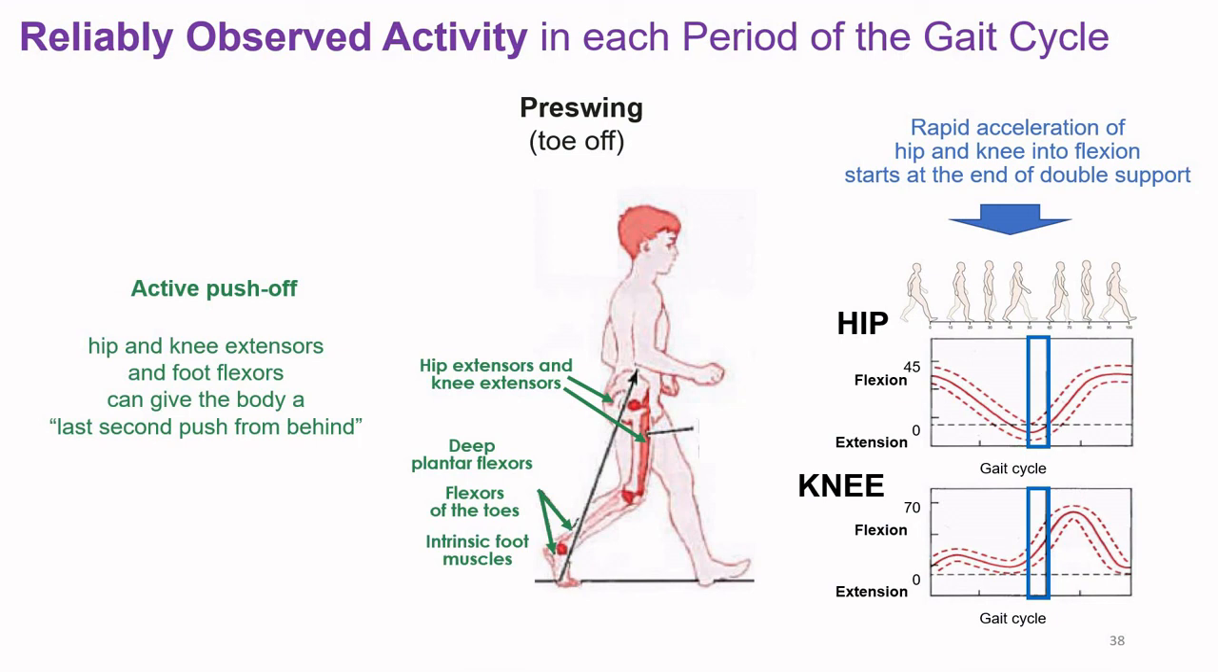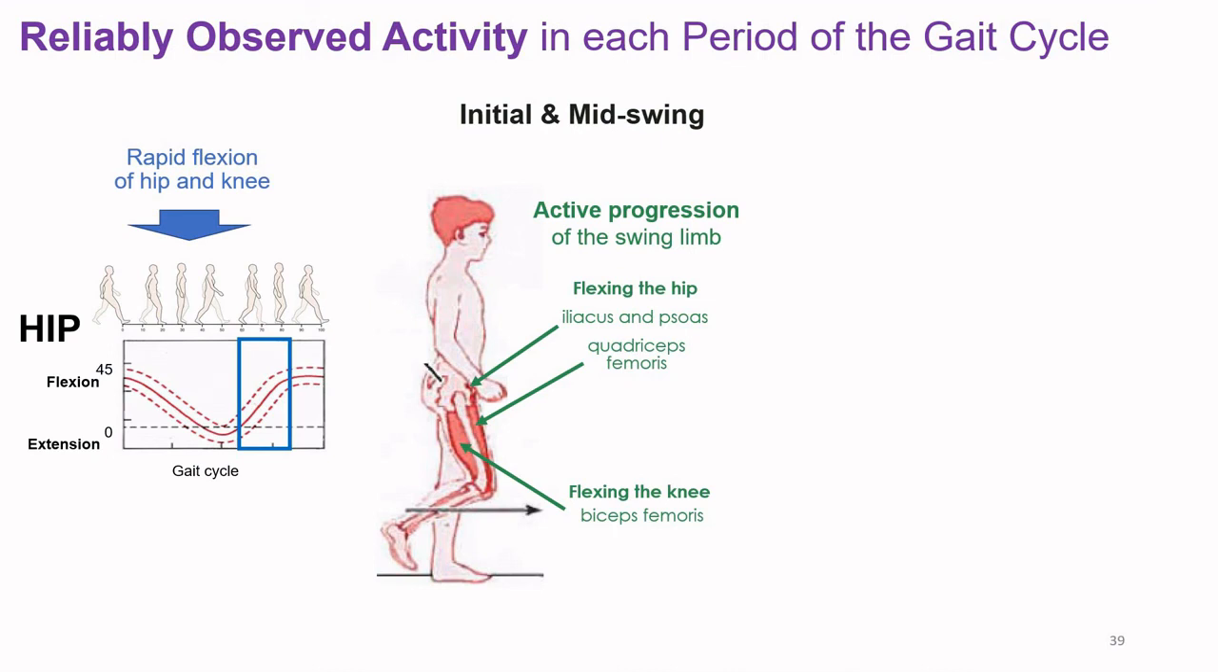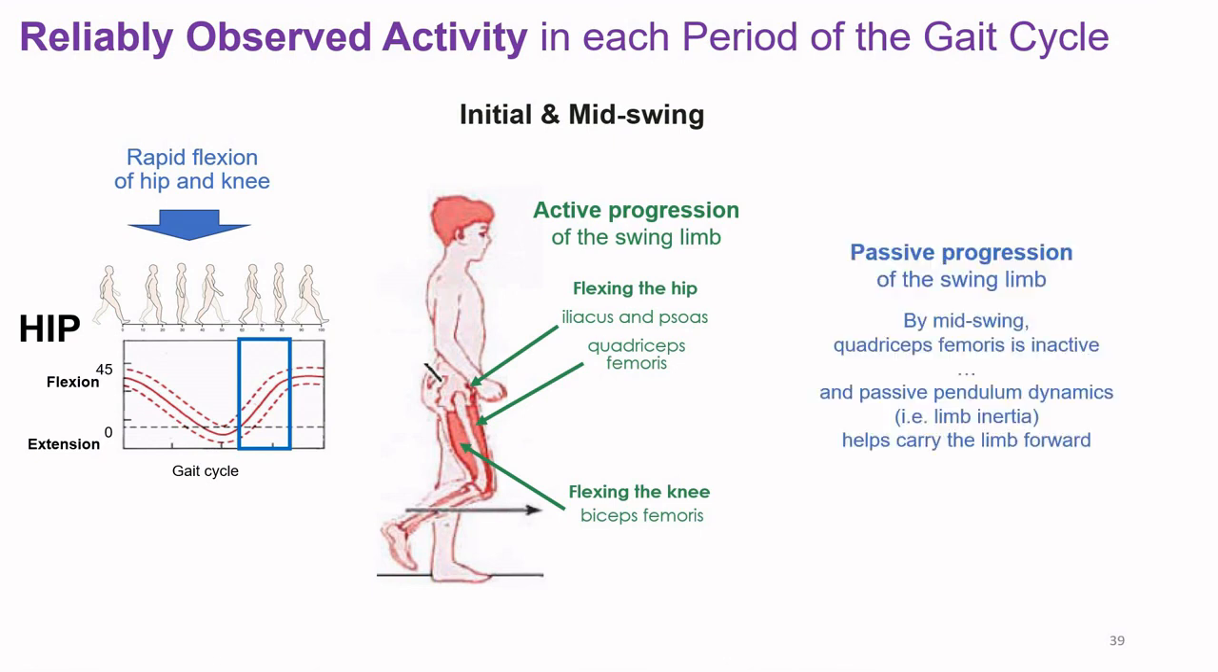At the end of this phase, we transition into a rapid acceleration of the hip and the knee, moving them into flexion. Here we're transitioning into the swing phase. In the last part of pre-swing, and here during initial and mid-swing, we see rapid flexion of the hip and the knee. We see the iliacus and psoas, as well as the quadriceps femoris, acting to bring the hip into flexion. We also see the biceps femoris acting to flex the knee. The function here is to actively progress the swing limb forwards.